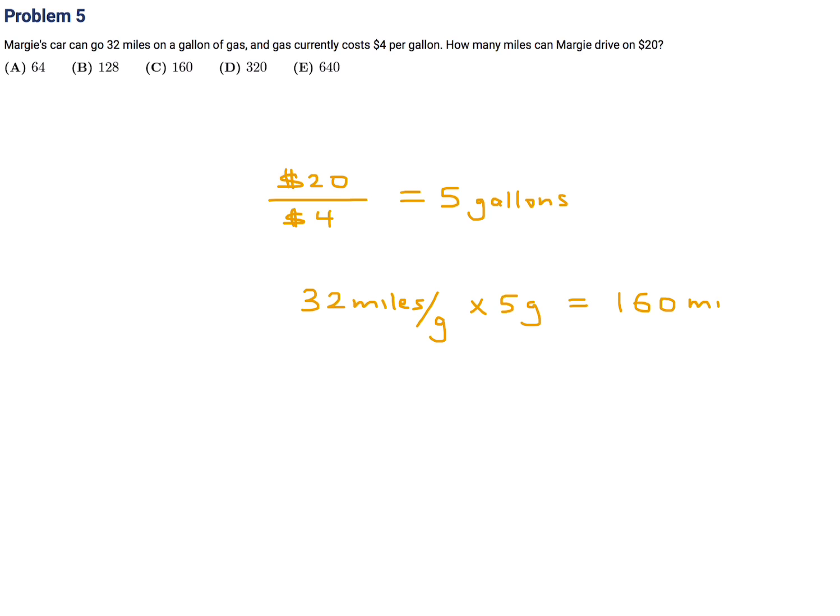Well, $20 divided by $4 is going to give you how many gallons, and that's 5. So 5 gallons is how much she can purchase. And now you're going to go 32 miles per gallon, and then you multiply that by 5 gallons, and that will give you the total number of miles, and that is, of course, just 160. So number 5, the answer is C.